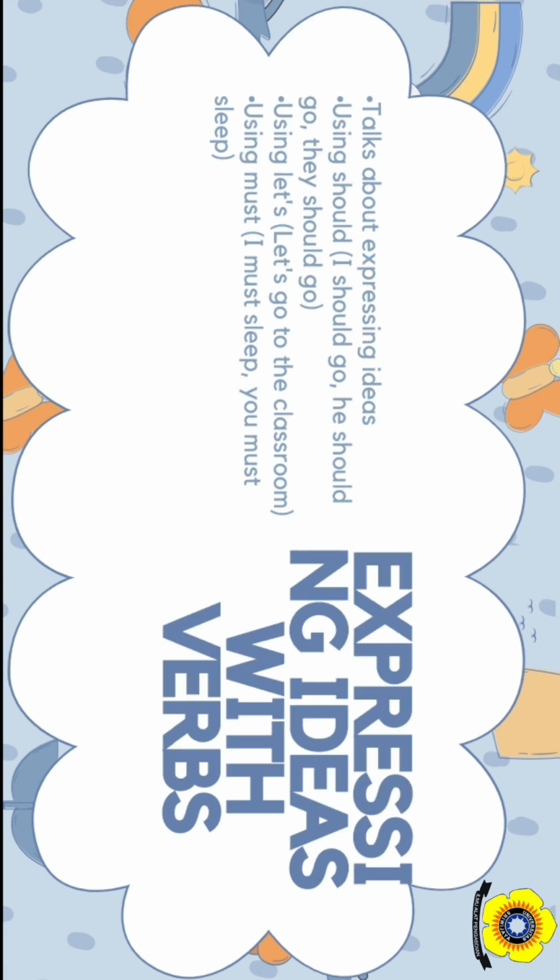Next chapter is about expressing ideas with verbs. In this chapter, it talks about expressing ideas. The chapter mentions the usage of should. For example, I should go, he should go, they should go. It also mentioned the usage of let's. For example, let's go to the classroom. It also mentions the use of must. I must sleep, you must sleep. Should can be a suggestion, while must can be a necessity.